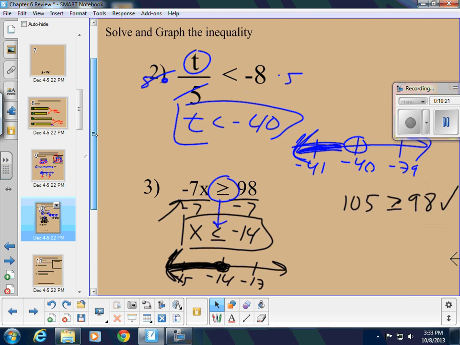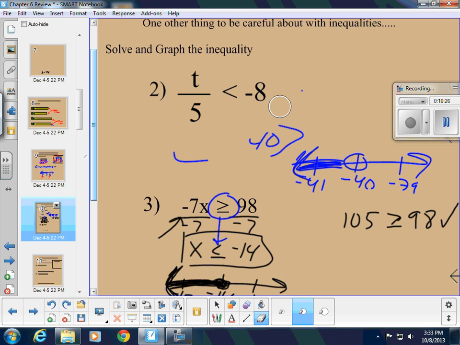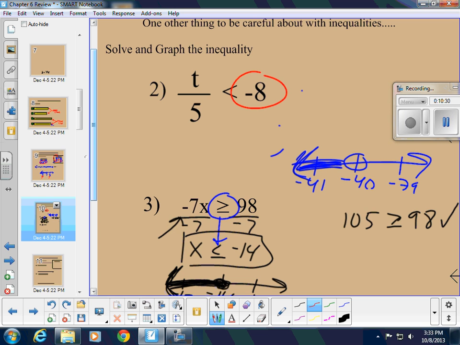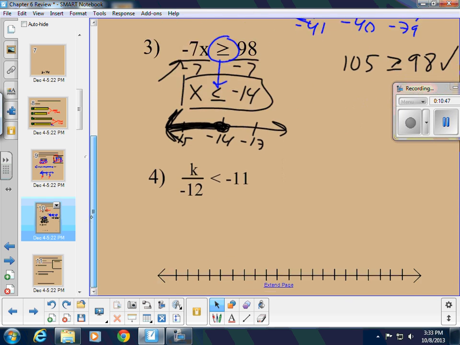Look at it, going back to example number 2 for a second. In this example, we had a negative number. We had negative 8. But we didn't have to switch the inequality around because at no time did we multiply or divide both sides by a negative number. We multiplied both sides by 5, positive 5, so that's okay. That inequality we still solved correctly. But in number 3 here, we divided both sides by negative 7.